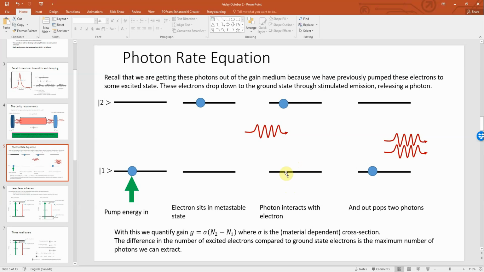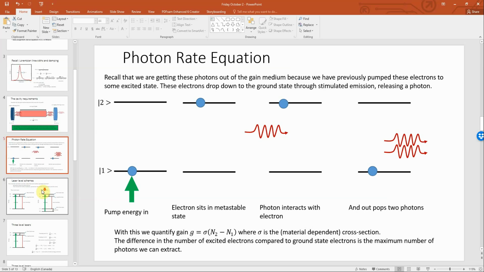Whenever I'm drawing these states as state 1 and state 2, the vertical axis is always implied to be energy. This cross-section, the probability of this electron interacting with this photon, is material dependent. As I said, it's given as the cross-section.